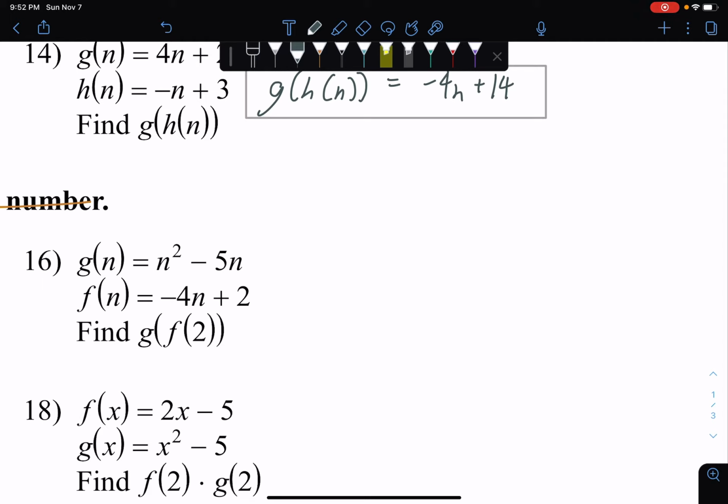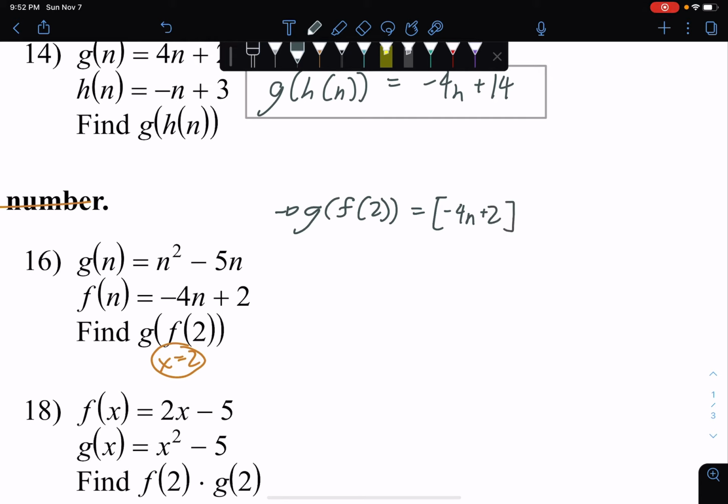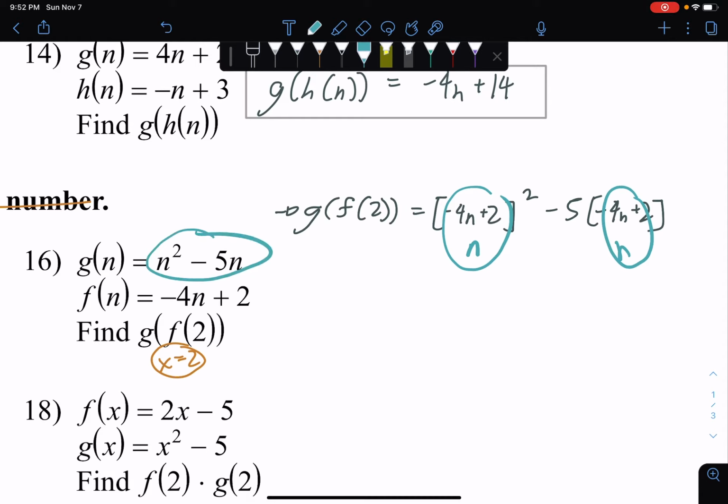So, for number 16, the same drill, but this time we know what x is. So x is equivalent to 2. But it still doesn't change the fact that we still have to consider f of 2 within the g. So g of f of 2 is equivalent to our n. n is negative 4n plus 2 raised to 2 minus 5 times negative 4n plus 2. So assuming that this is n, we can see clearly almost how this is related to this.